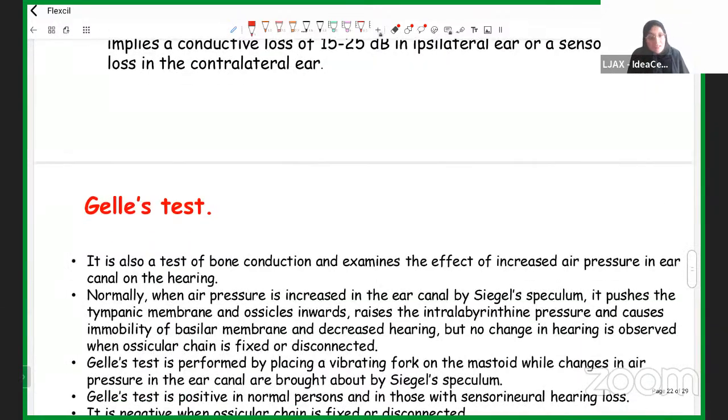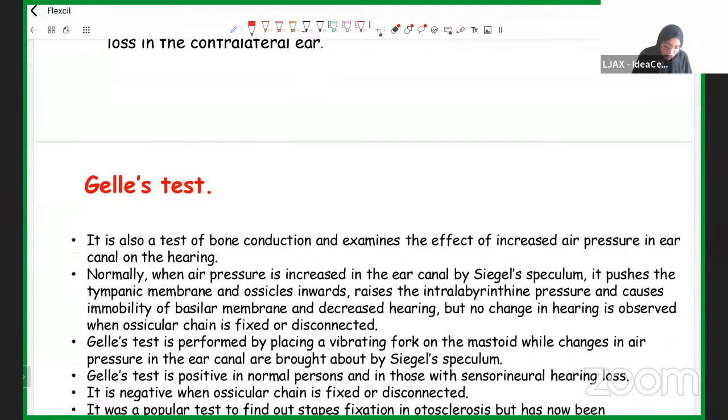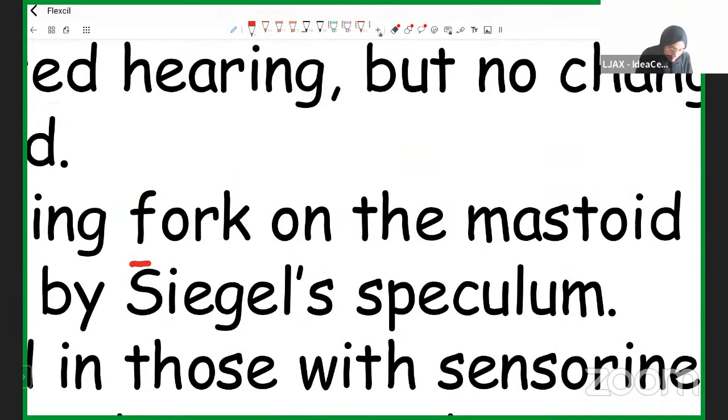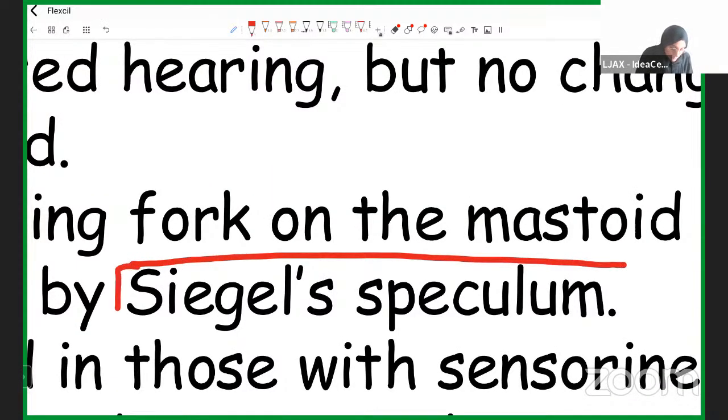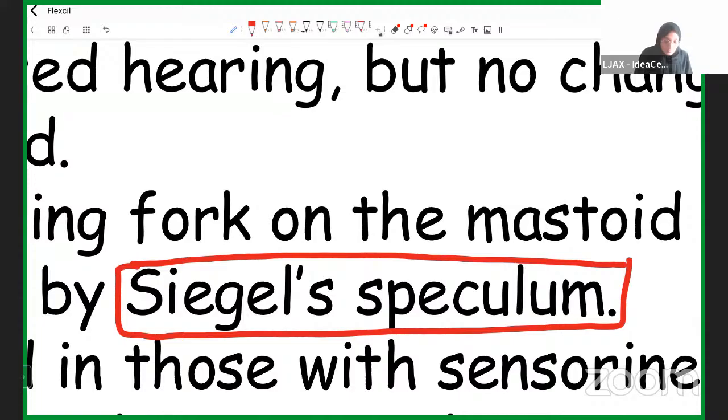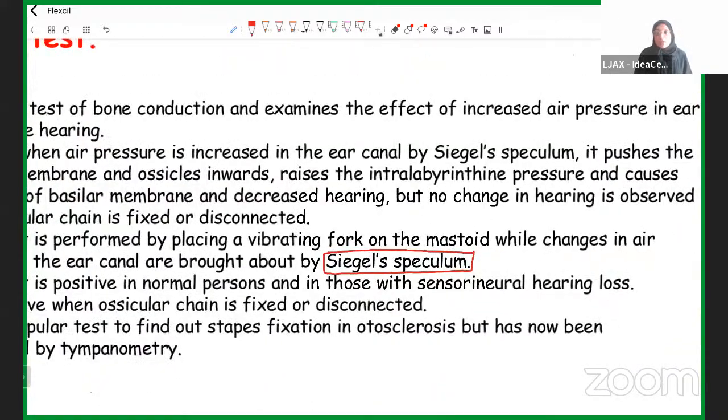Now, what is Gelle's test? It is an addition to what you do in Weber's test and Rinne's test. Here you vibrate the tuning fork and you keep it behind the ear. This test is done to examine the effect on hearing quality when there is increased air pressure in the ear. So you use an instrument called Siegle's speculum, as you can see here. This is the instrument you use to increase the pressure in the ear.